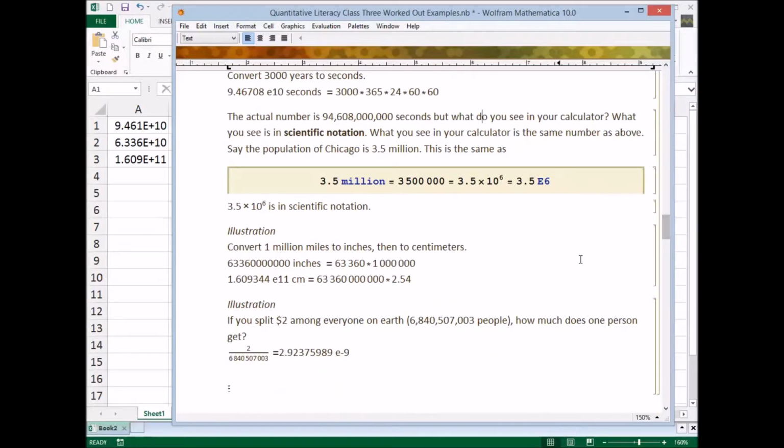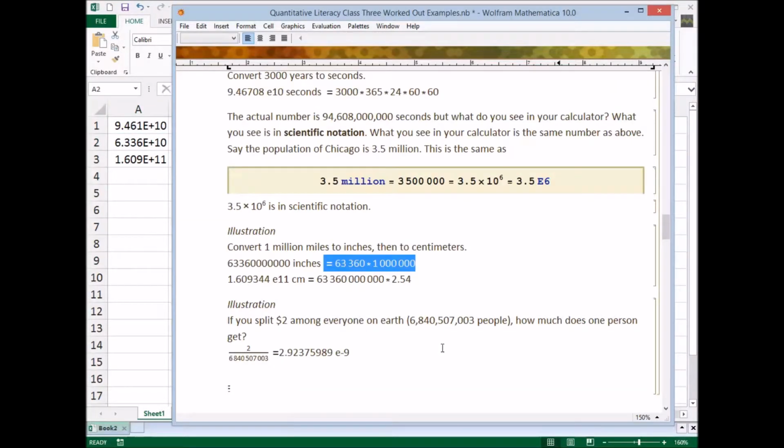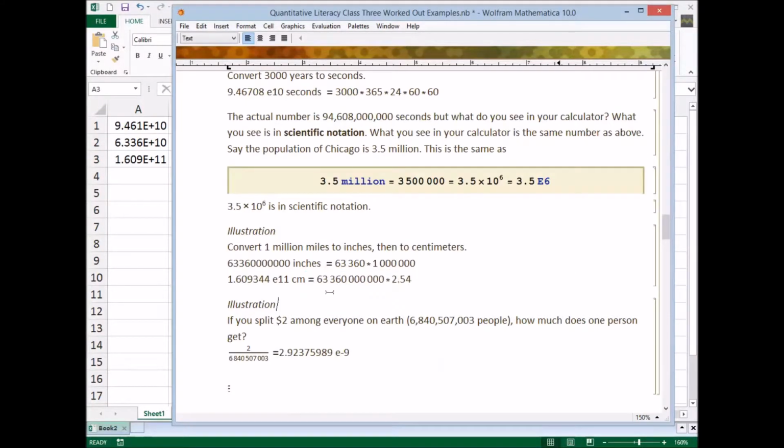Let's try another example. Let's convert distances from miles to inches and to centimeters. To calculate 1 million miles to inches, there's 63,360 inches per mile, so I'm multiplying those two numbers. Let's do this in Excel again. Here, and this is my scientific notation: 6.336 E plus 10. Then you can do the same thing to convert it to centimeters. There's approximately 2.54 centimeters per inch. So if you copy this, put it here, that'd be my number for centimeters. It's a plus because it's a bigger number.